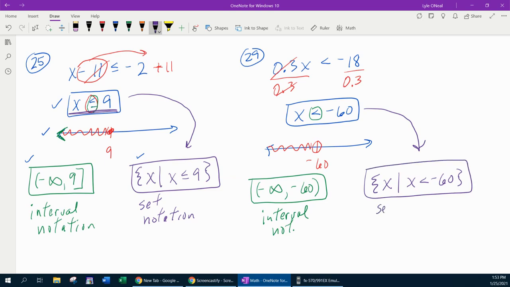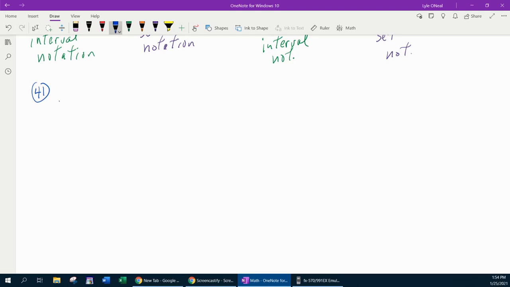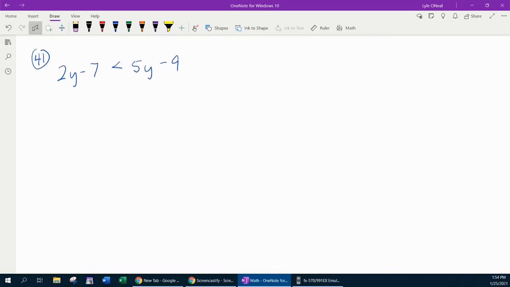And there is your set notation. Number 41. We have 2y minus 7 is less than 5y minus 9. Here we are going to have to do a little bit of work to get y by itself. Do you see I have y's on both sides?